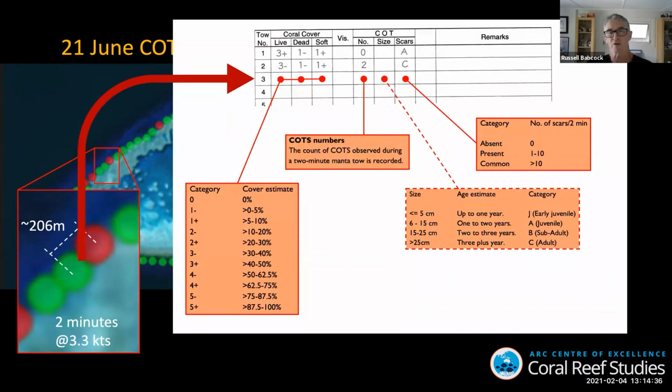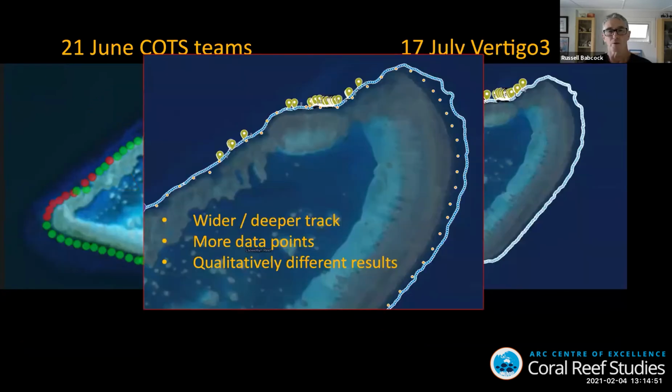Tow is about 3 knots, and the divers relate this information back to someone in the boat, recording coral cover, live and dead, number of starfish, their size, number of feeding scars, and so on. So with the glider, by contrast, we have a wider and potentially deeper track, depending on where you choose to tow it, but it can go deeper than the manta tow divers.